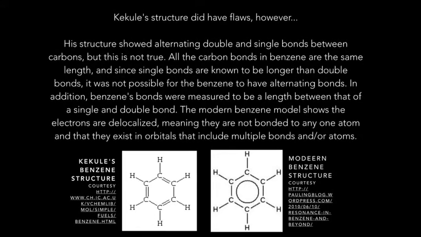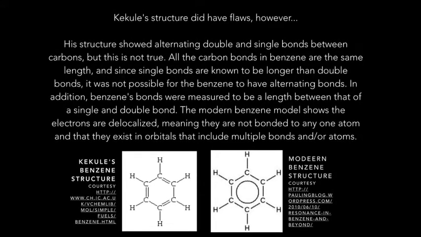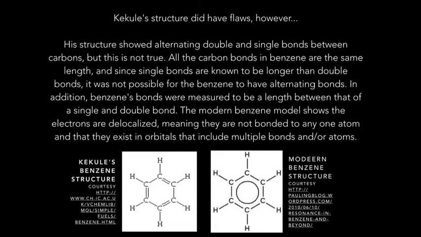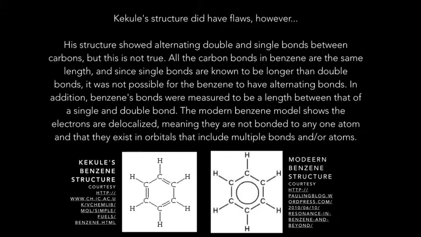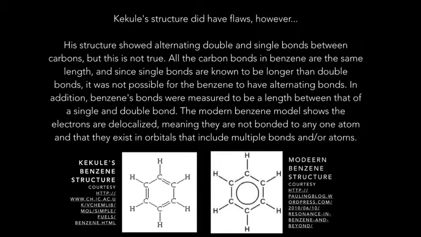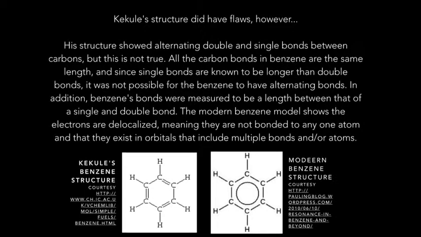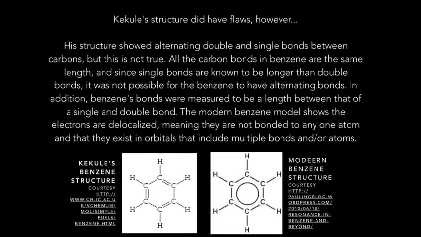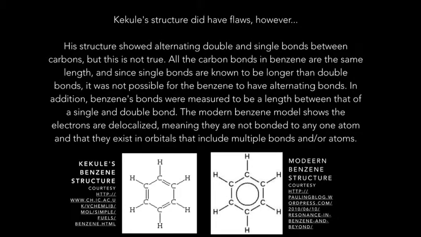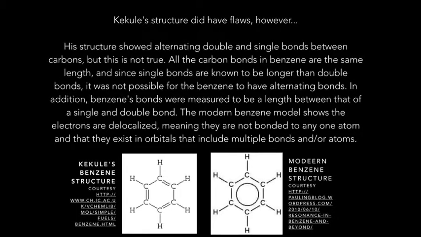Thus, a new explanation arose. The electrons in benzene are delocalized, meaning that they are not bonded to any one atom and that they exist in orbitals that include multiple bonds and/or atoms. This is represented by a ring on the inside of the carbon bond hexagon shown in the modern benzene structure.